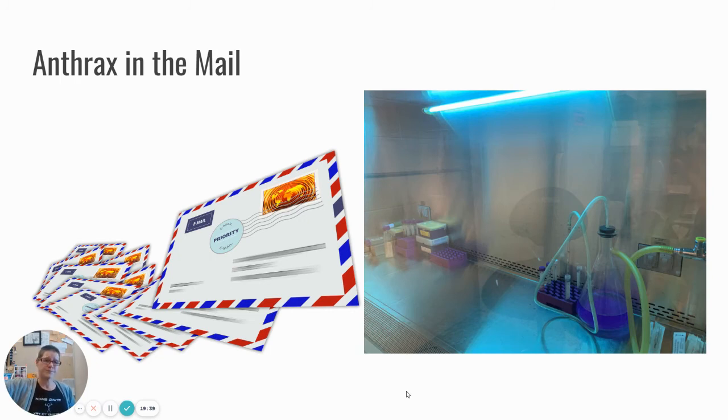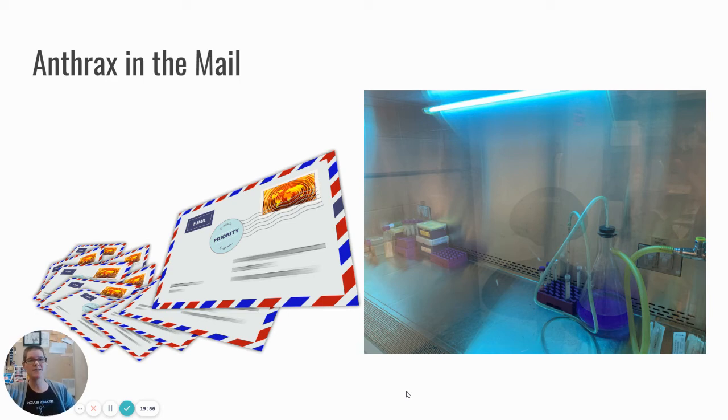Anthrax in the mail. So when I was in college, somebody sent some anthrax to a place in the mail. This is bad. Bacillus anthracis is another bacteria that has spores. I know, all these spore formers. There's so much trouble when you're dealing with control.